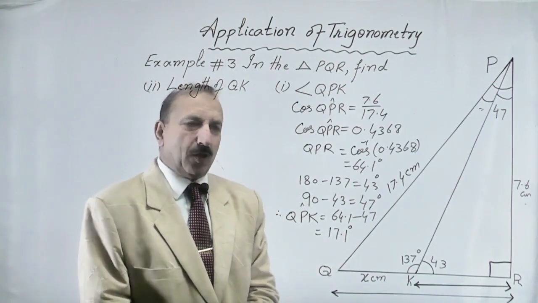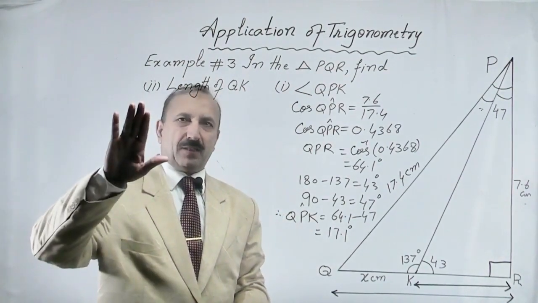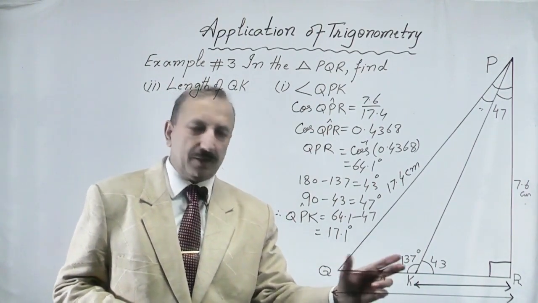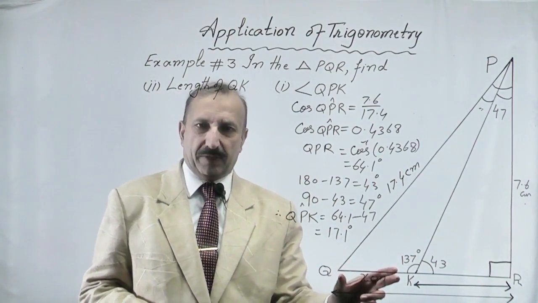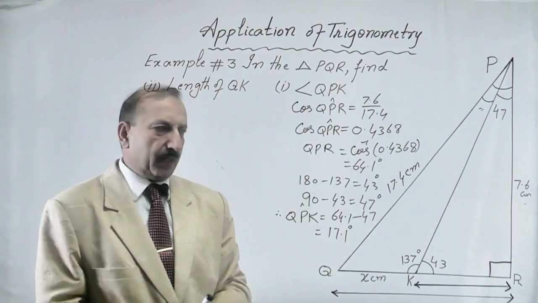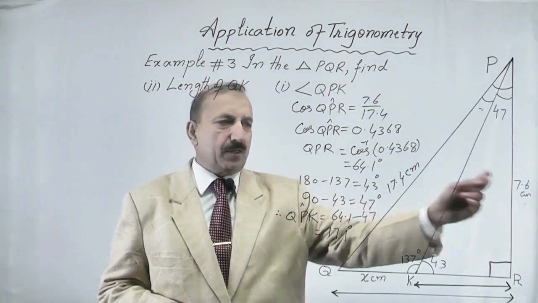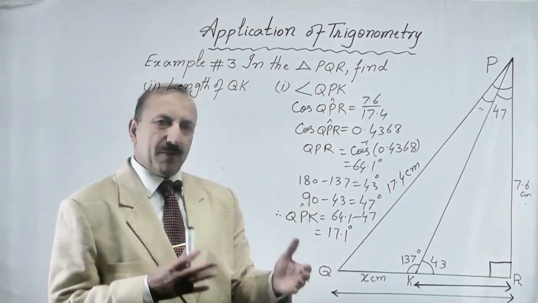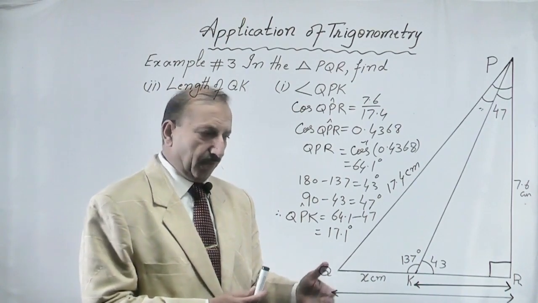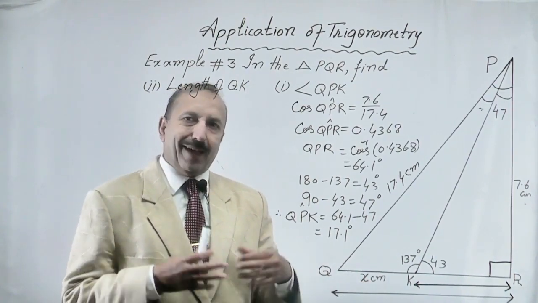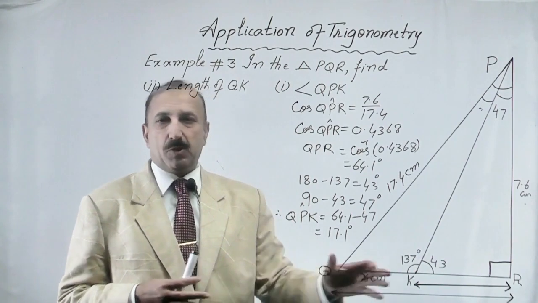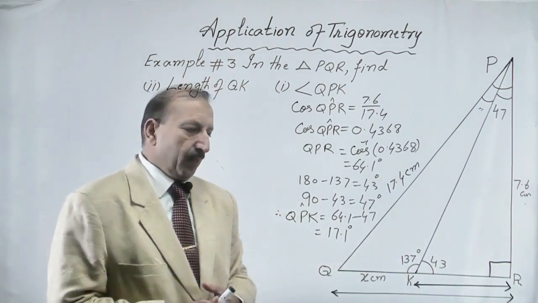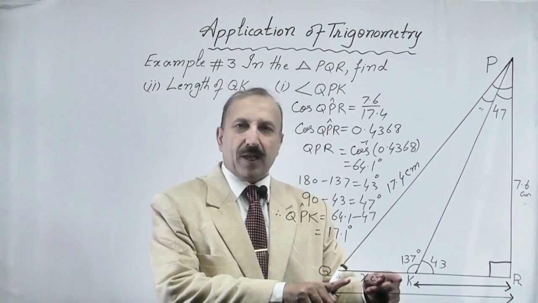Now let's move towards the second part, the length of QK we are supposed to find. This is QK length, this we are supposed to find. And we have given information, this one side 7.6, this 17.4, and this we're going to find. We have two choices. We can move with trigonometric ratios, or we can use the Pythagoras theorem. Either method can be used here to calculate this part.